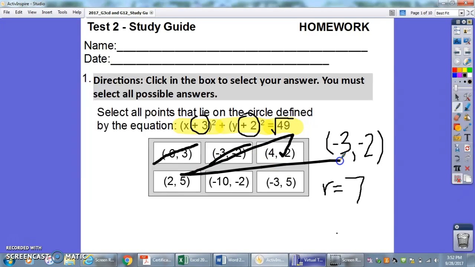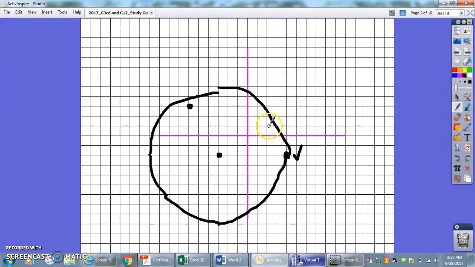Alright, the next point is 2, 5. So here we go. 2, 5 is right here. Alright, so that's outside the circle. Can you see that that definitely doesn't fit that nice curve of my circle? So I'm going to say no to that one.